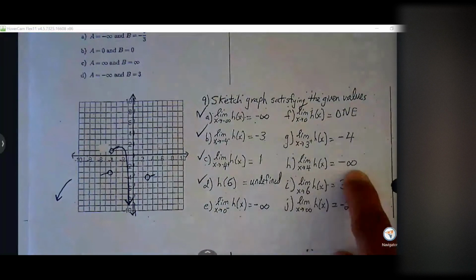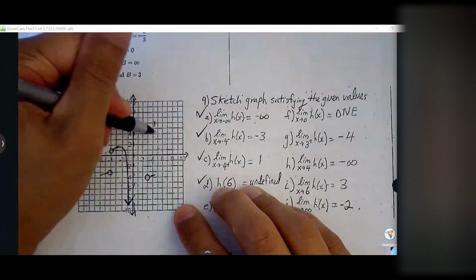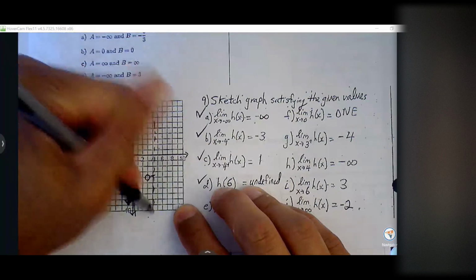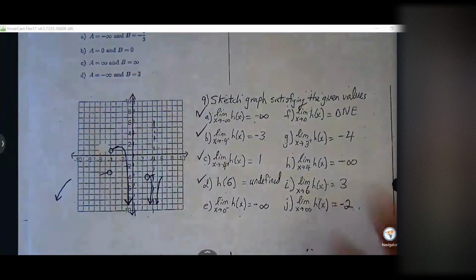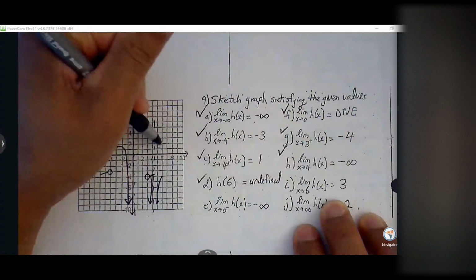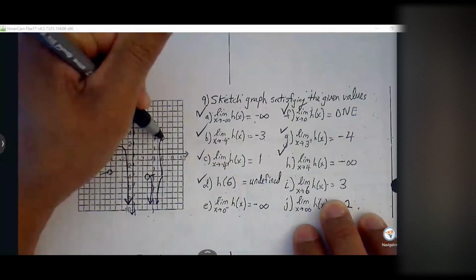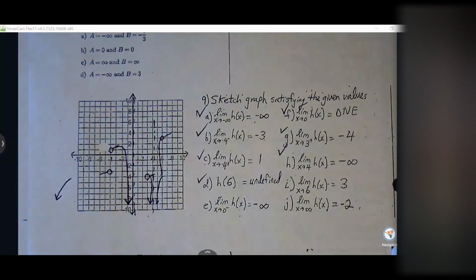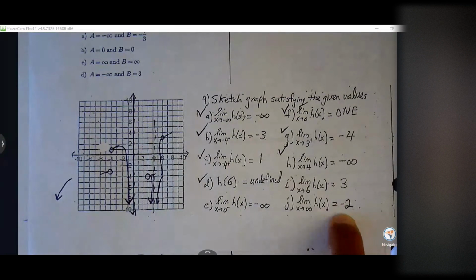Approaching 4, there's an asymptote. Now, negative infinity means that I want both branches to head towards negative infinity from both sides of 4. Limit as x approaches 6 is equal to 3. So that means I need the graph to extend from both sides of 6. And then finally, as we exit the graph to the right, the graph is going to flatten out at -2.